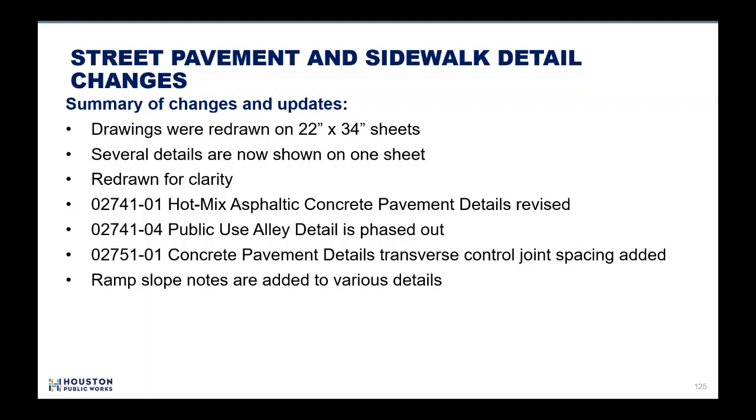We redrew and combined the details onto 24-inch by 34-inch sheets. Details that we did not have an electronic copy of were redrawn. We revised the HMAC pavement detail, phased out the public use alley detail, incorporated the crack control joint specification requirement to the concrete pavement detail, and added notes to all sidewalk ramp details to clearly communicate the City of Houston requirements. The following slides will explain these items in more detail.